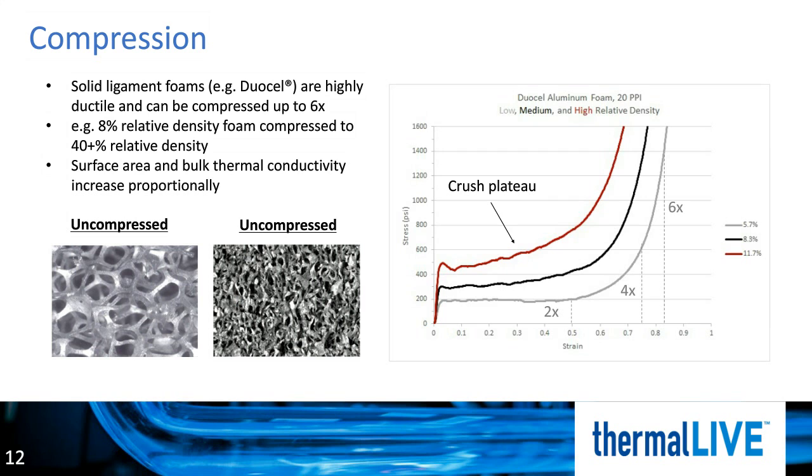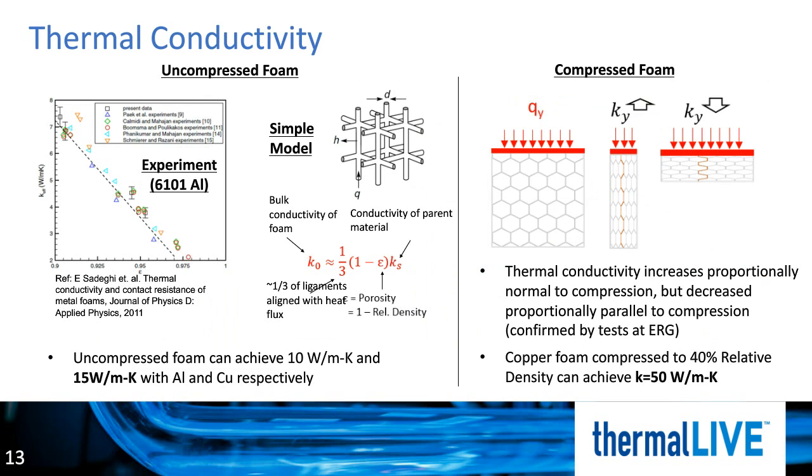It is not unusual to target a 40+% relative density by starting with a 7 or 8% density foam and compressing by a factor of 6. There is an important nuance about controlling bulk thermal conductivity of foam through compression, and we will address that momentarily. But first, let's consider the thermal conductivity of uncompressed foam.